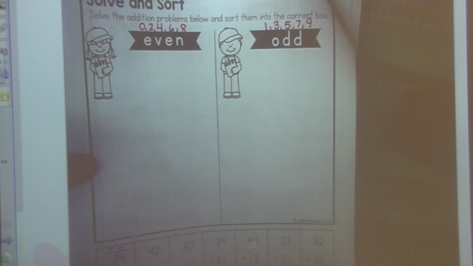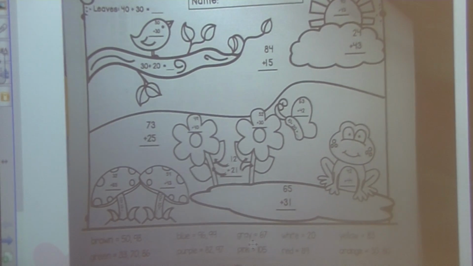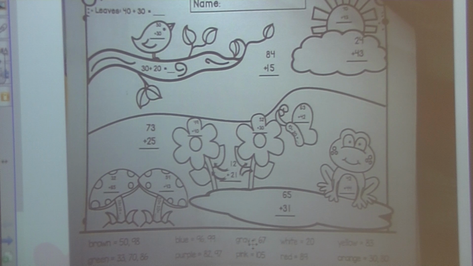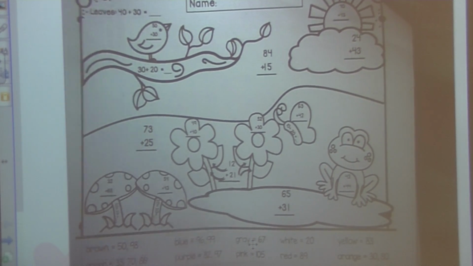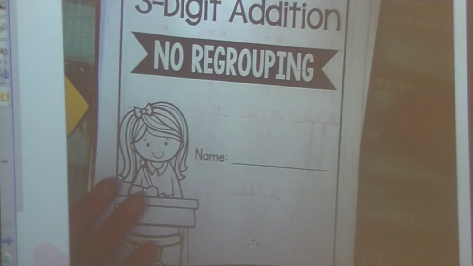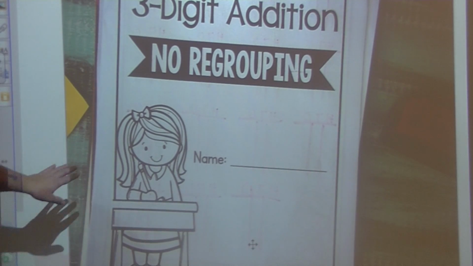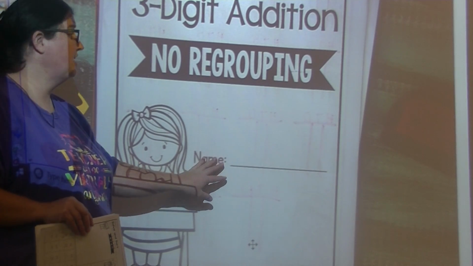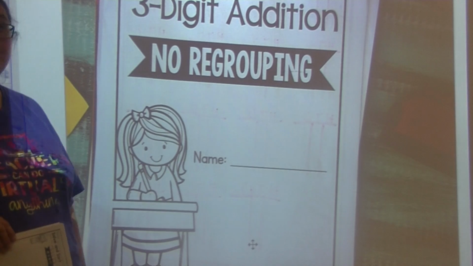We did the even and odd sort as a grade. You also had this page that you could do for extra practice. You can do that today if you haven't finished it out of that packet. All right, and then we've got the 3-digit addition with no regrouping from this week. Anything that you have not finished out of this one this week, you can go in now and practice on it. All of that is for your review.